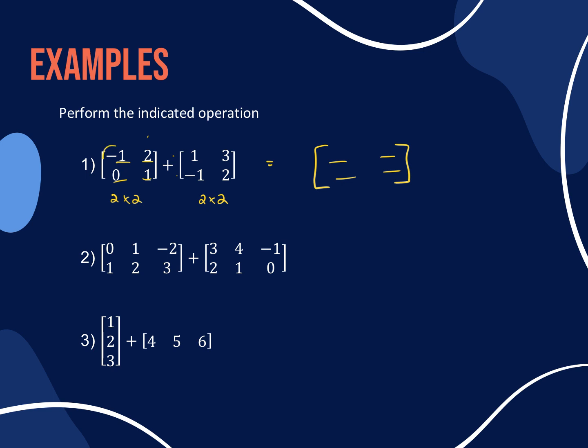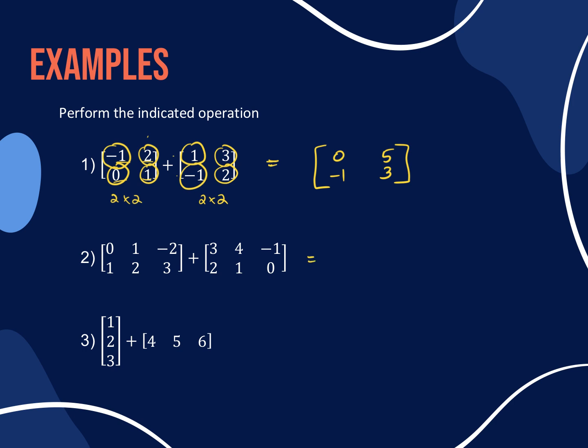In the upper left corner, I've got -1 plus 1 is 0. In the upper right corner, I have 2 plus 3 is 5. Lower left corner, I have 0 and -1, their sum is -1. And here I have 1 and 2 with a sum of 3. And so that's the answer. The sum of that matrix is this one. Again, you could do it without the lines; I don't really like having the lines in it. But again, it's going to be 0, 5, -1, and 3. And that is the sum.